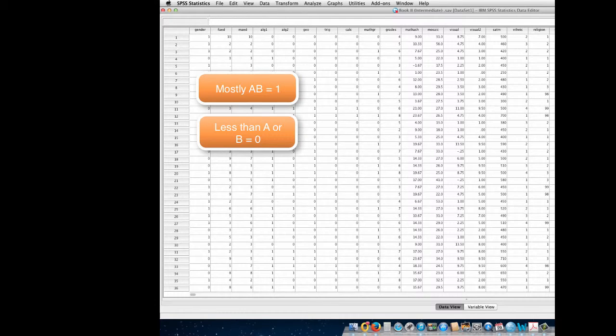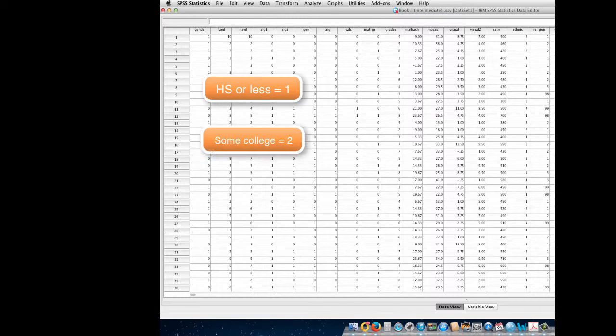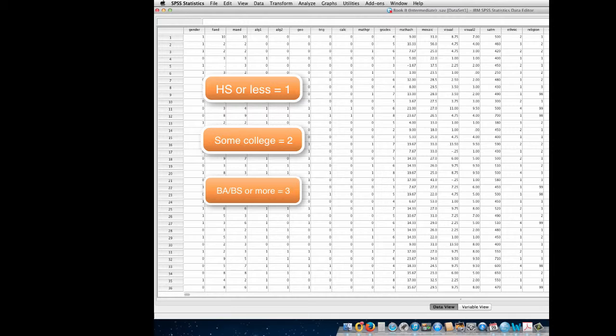The Father's Ed levels is the other factor, and they're coded as follows: if students had fathers who earned a high school diploma or less, they were coded 1. Students whose fathers earned some college were coded 2, and students whose fathers earned a BS or more were coded 3.